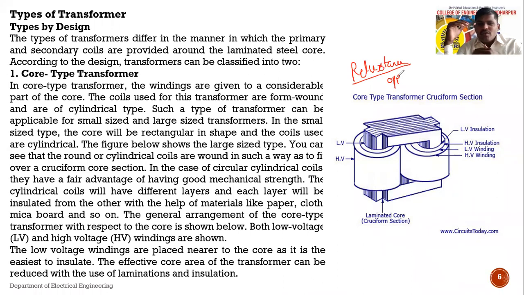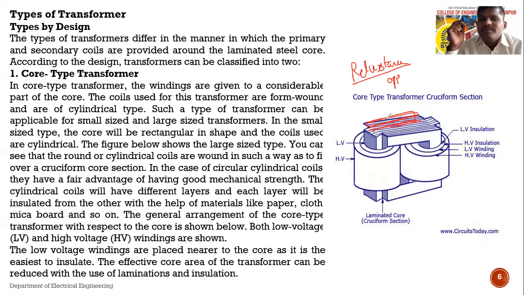So the core will be manufactured using a low reluctance material, and it can be constructed from a number of strips. See here, suppose this one is one strip, a rectangular strip. Consider one strip, this one is the second strip, this one is the third strip. These are the strips of the core. These strips are attached to each other and form a core.